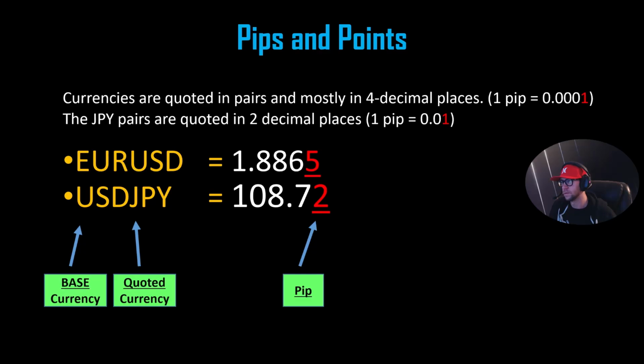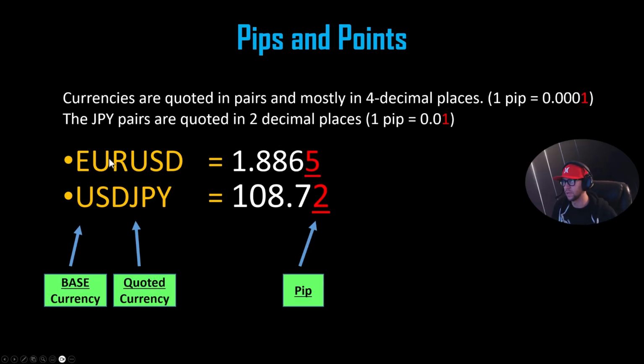So pips and points. Basically, currencies are quoted in pairs and mostly in 4 decimal places. So 1 pip is 0.0001. Obviously, if you trade a pair like JPY, those pairs are quoted in 2 decimal places. So 1 pip is 0.01.